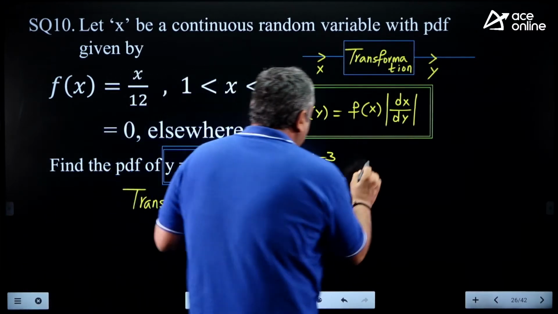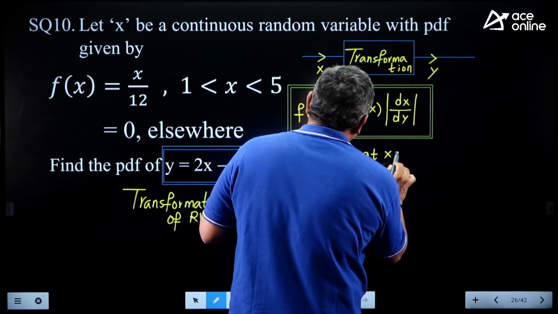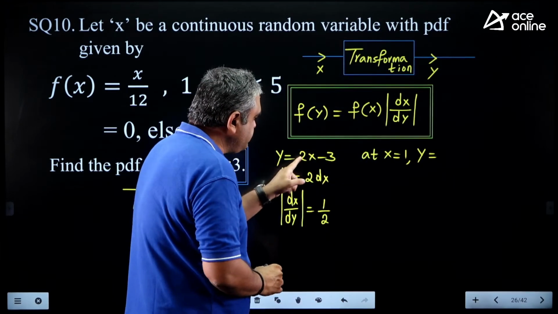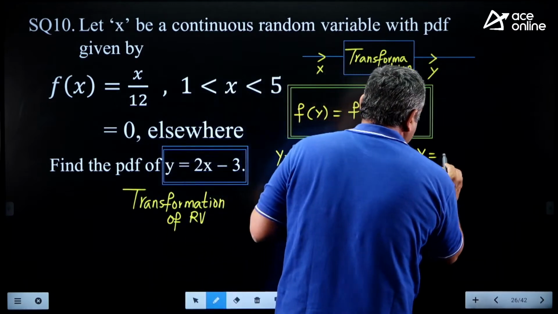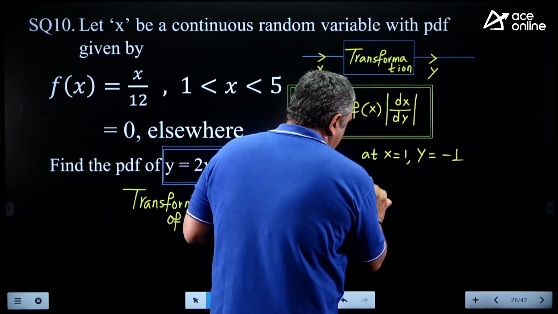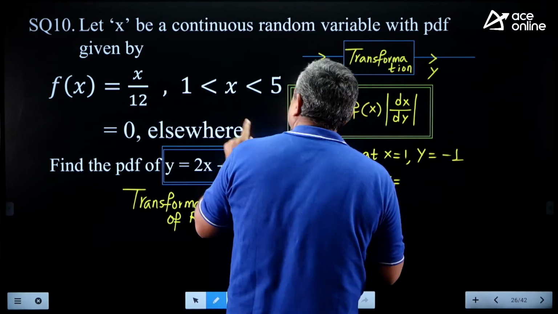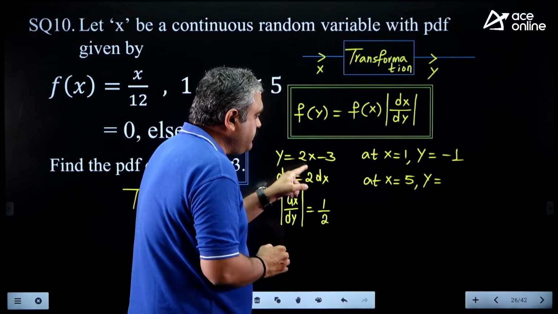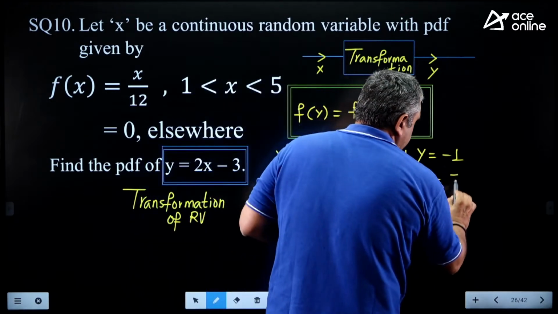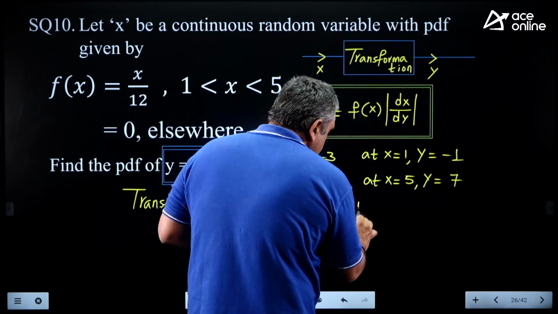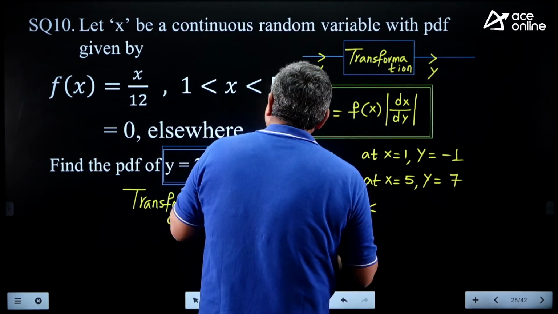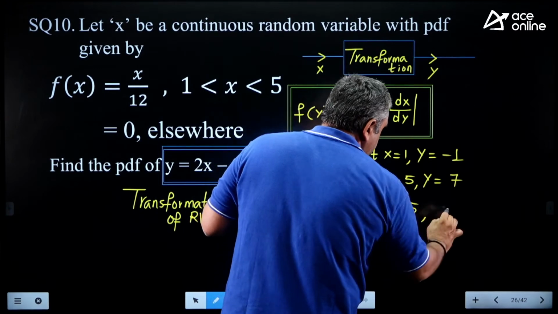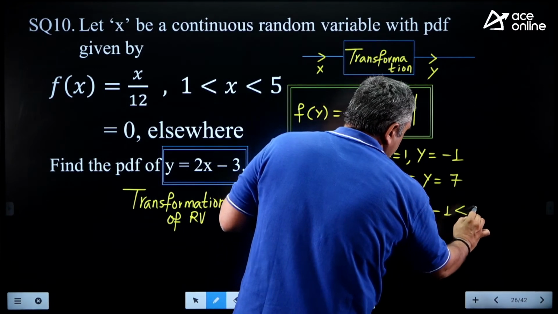Now, when you take the lower limit of x, which is given as 1, what is the value of y? If you substitute x as 1, 2 minus 3 will be minus 1. So y takes minus 1. At x equal to the upper limit, which is 5, 2 into 5 becomes 10, minus 3 is 7. That means whenever the random variable x is between 1 to 5, the random variable y is taking values between minus 1 to 7.